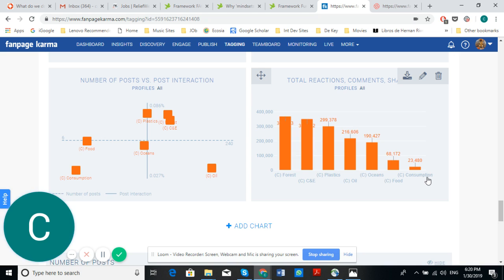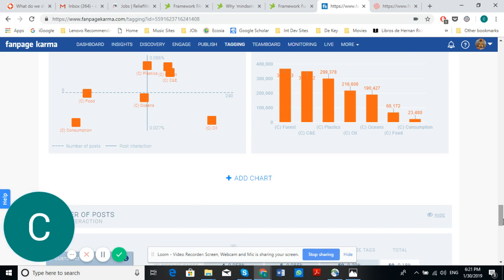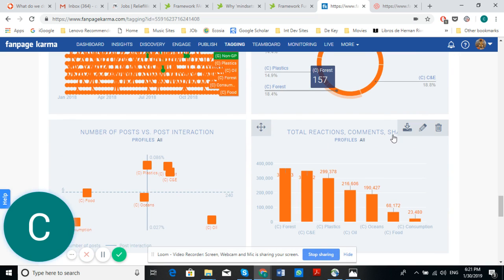What this graph does not tell you is how this relates to the volume. So how many posts were published for each one of those. So if you need to see that as well, you can create another chart where for the KPI, instead of total reactions, comments, and shares, you select number of posts. And then you can calculate manually the proportion between total reactions, comments, and shares, and the number of posts for forest, for climate energy, for plastics, for oil and oceans, and so on.